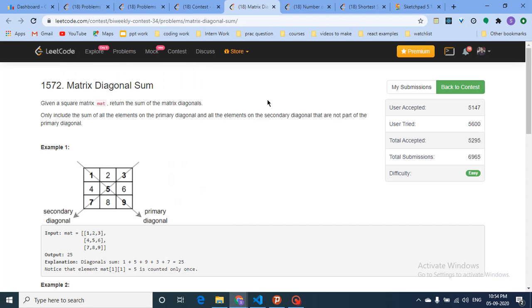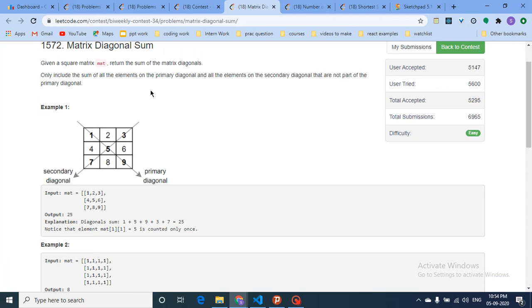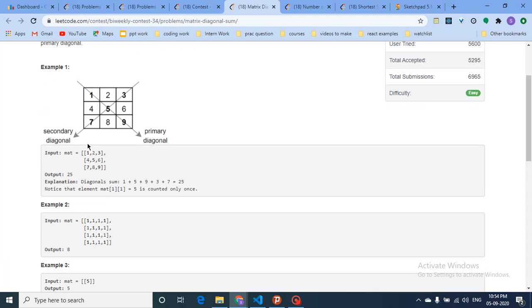So let's start. The first problem name is Matrix Diagonal Sum, in which you are given a square matrix and you have to return the sum of its matrix diagonals. As you can see, this is the primary diagonal, this is the secondary diagonal, so you just have to add all these numbers and return it. To iterate over these numbers, you just have to find the pattern to iterate over the diagonals.